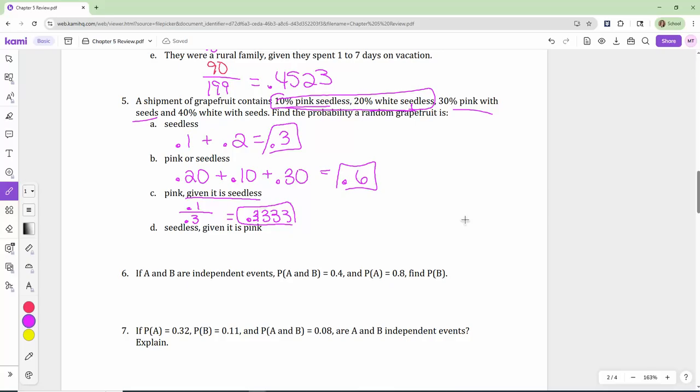D. Seedless, given it is pink. So what goes on the denominator? We need all of our pink for the denominator. My pink options, I have pink seedless and I have pink with seeds. If I put those together, it's 0.4. Out of those 0.4, how many were seedless? 0.1. So we get 0.25.